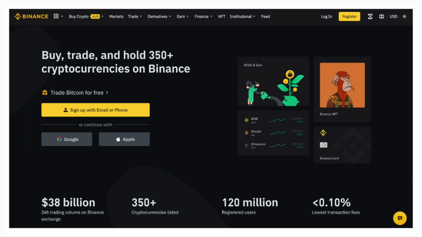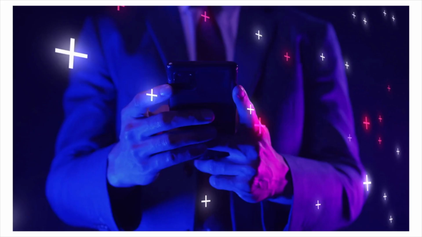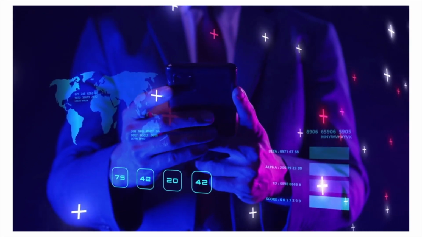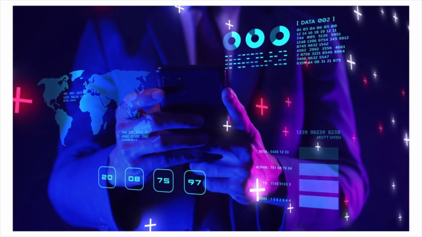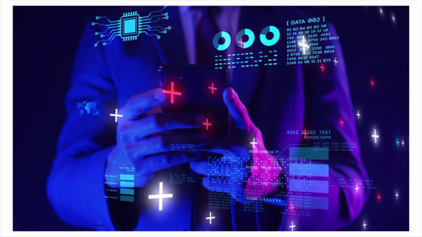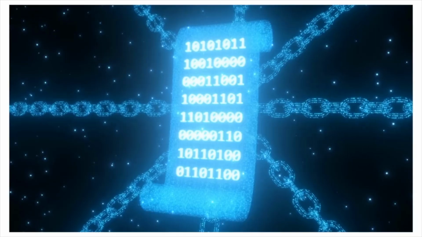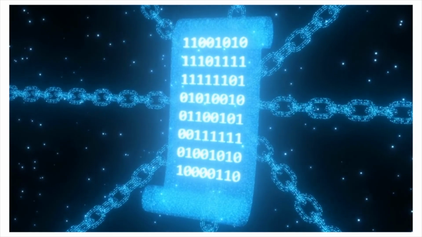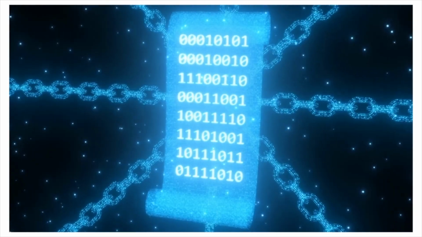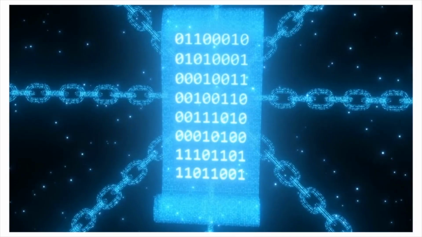In terms of the project's history, Binance Smart Chain was announced in 2020 as a way to address the scalability and high transaction fees issues on Ethereum, and to provide a more efficient and cost-effective option for building and deploying decentralized applications. In summary, Binance Smart Chain is a high-performance, low-cost blockchain platform that aims to provide a more efficient alternative to Ethereum for building decentralized applications and conducting transactions.